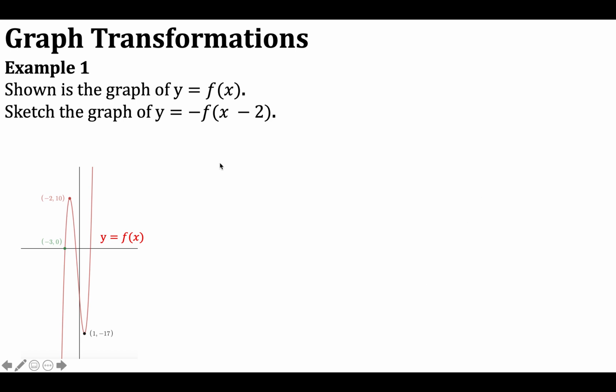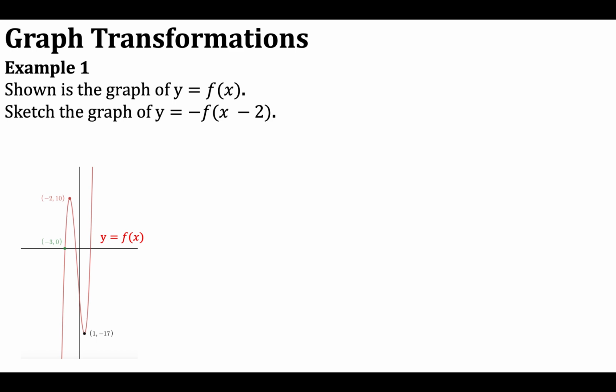Firstly we can see that we've got a negative outside here, and inside the bracket, instead of x, we've got x minus 2. So we've got two things going on. We've got multiplication of the function by negative 1, and then instead of x, we've got x minus 2 within the function.